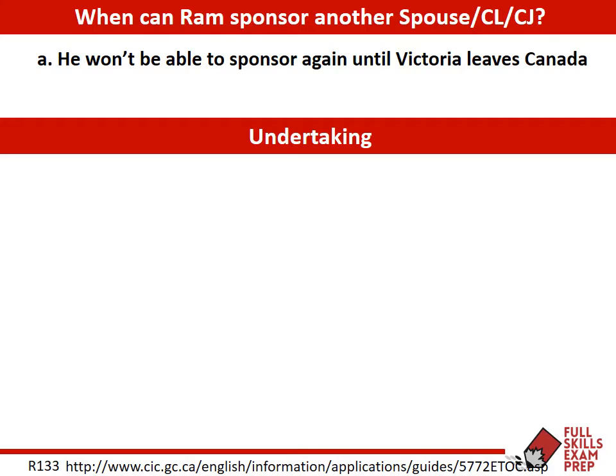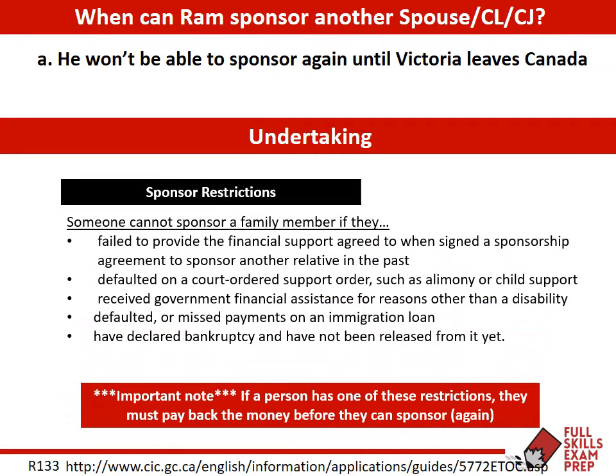All right, so let's start with A over here now. A says he won't be able to sponsor again until Victoria leaves Canada. Now the key to understanding if this one is correct or incorrect is understanding the undertaking. So remember that, of course, a sponsor can't sponsor another person if they defaulted on an undertaking, or if they owe money, or they're bankrupt, or anything like that. Now, in this case here, when we look at A, he won't be able to sponsor again until Victoria leaves Canada, you could see this isn't really relevant to the option that we're deciding on.